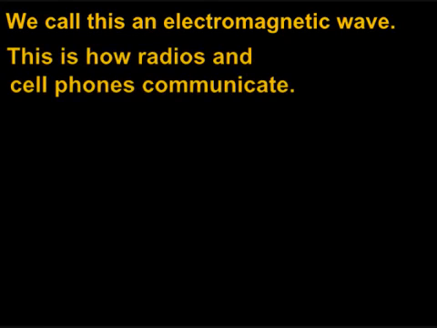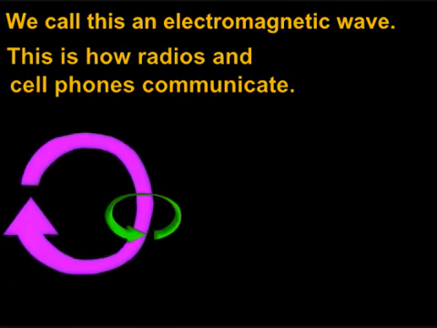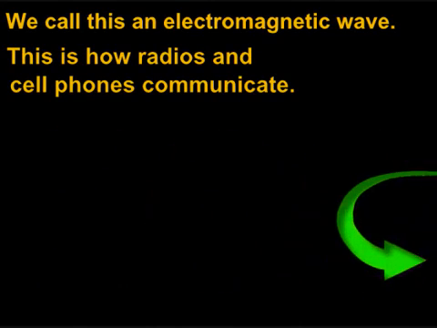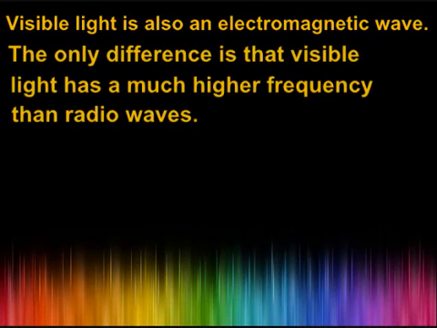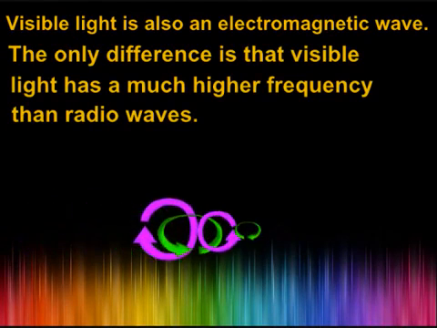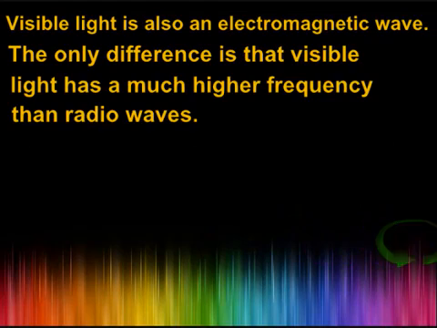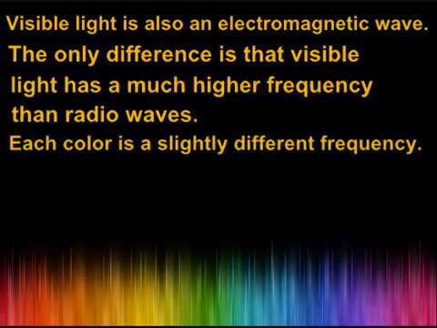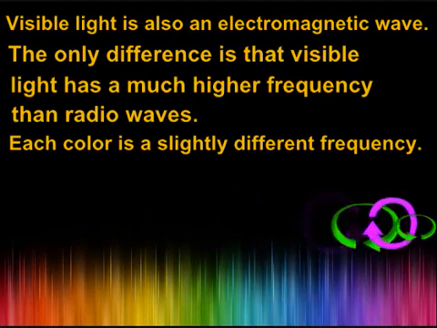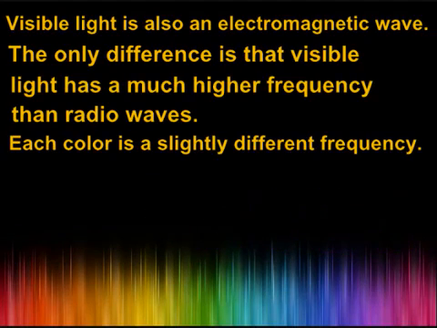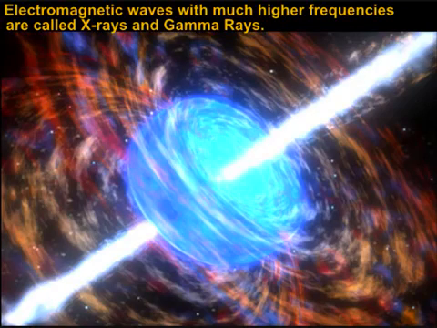This is how radios and cell phones communicate. Visible light is also an electromagnetic wave. The only difference is that visible light has a much higher frequency than radio waves. Each color is a slightly different frequency. Electromagnetic waves with much higher frequencies are called X-rays and gamma rays.